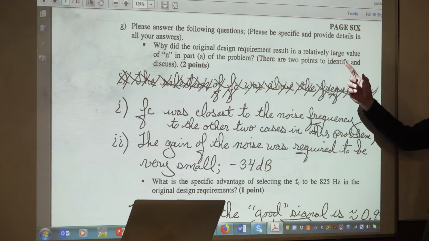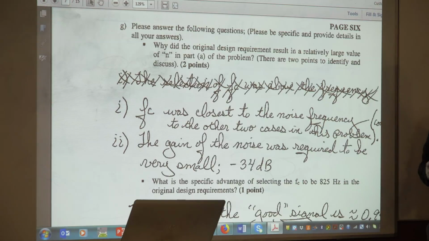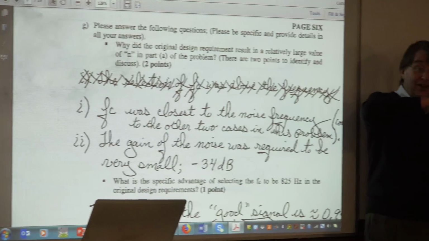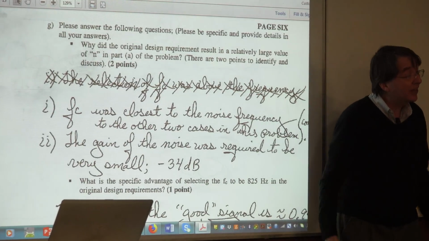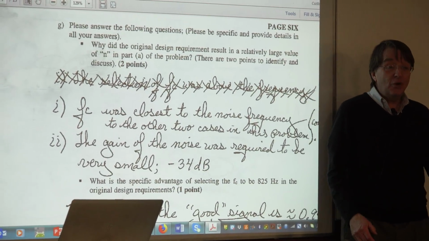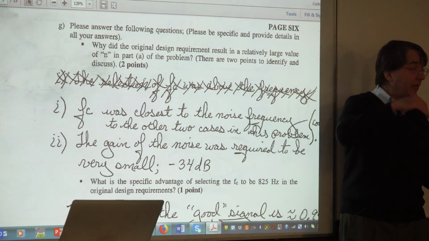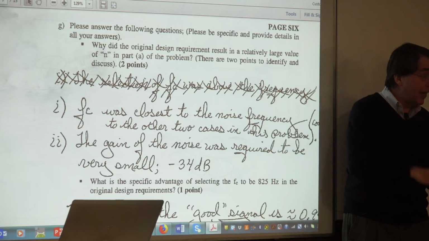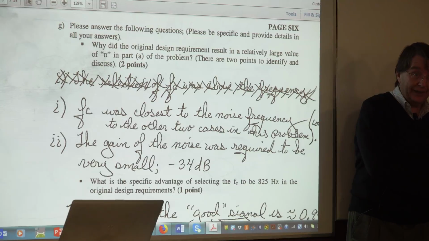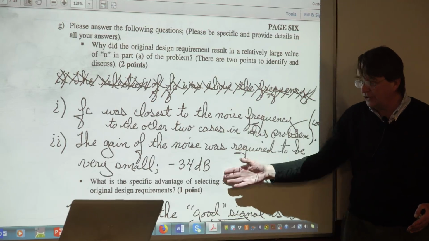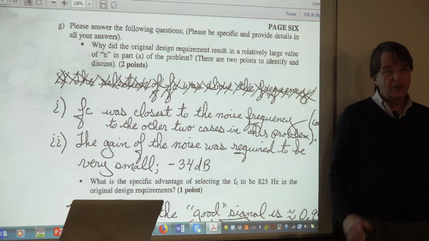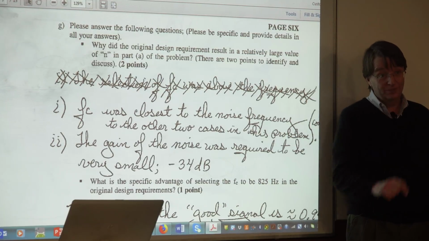Why did the original design result in a very large value of N? To me, and I saw it in your face when I wrote it down, we didn't start the break until we were close to the noise, however you want to say that. If the noise is 1,000 and you don't start going downhill until 825, and you've got to get down to 2%, you are on a steep decline. That's a large N. That's it. However you want to say it. Don't memorize this. This is my own words. Say it any way you wish, but just say it. You didn't have much room.